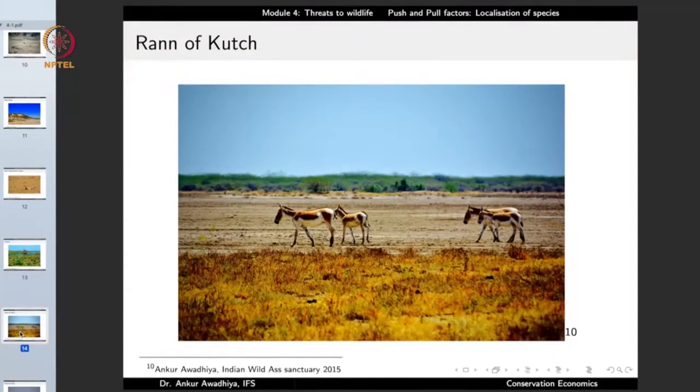Another habitat we have in our country are the Rann of Kutch. Now, a Rann region is a region which is typically very flat, and in the rainy season it gets inundated with water, but then in the other seasons it is parched dry. So typically you will find very flat regions where you will have certain grasses, there will be a dearth of water, and you will find some endemic species such as the Indian wild ass. So this is an image from the Indian Wild Ass Sanctuary.